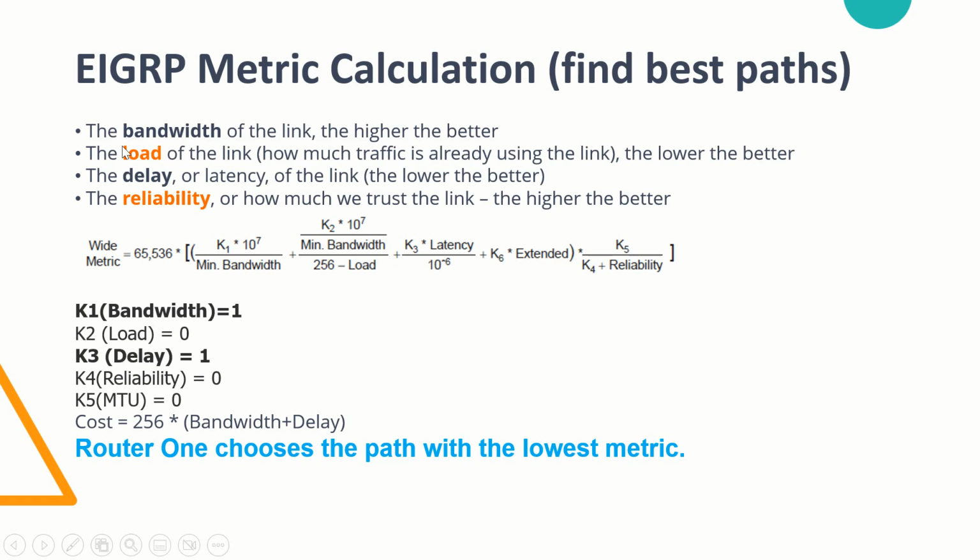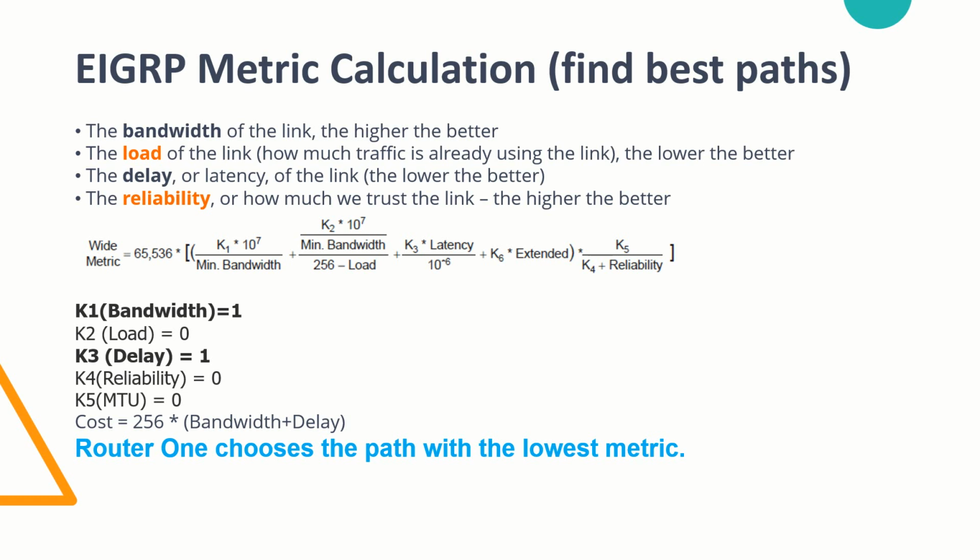It consists of the bandwidth of the link, the higher the better; the load of the link, how much traffic is already using the link, the lower the better; the delay, its latency, the lower the better; and reliability, or how much we trust the link, the higher the better. But you can see this is a very long formula. Delay is a measure of the time it takes for a packet to traverse a road.